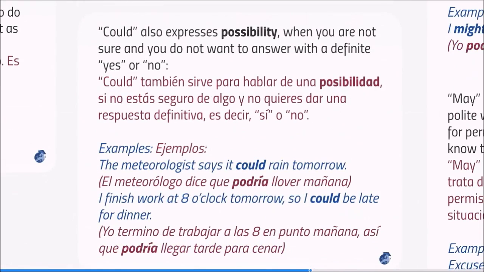Could also expresses possibility, when you are not sure and you do not want to answer with a definite yes or no. Examples: the meteorologist says it could rain tomorrow. I finish work at 8 o'clock tomorrow, so I could be late for dinner.